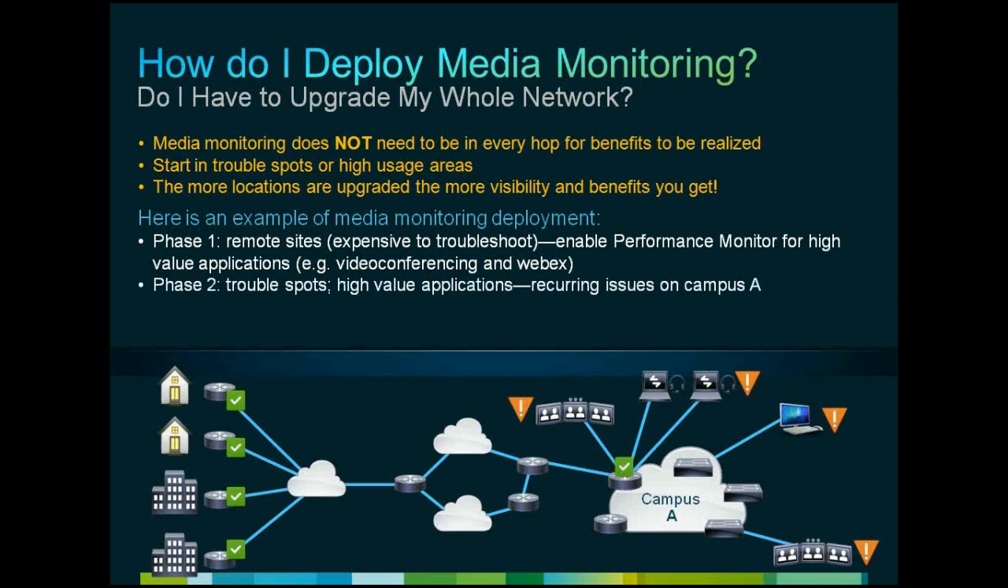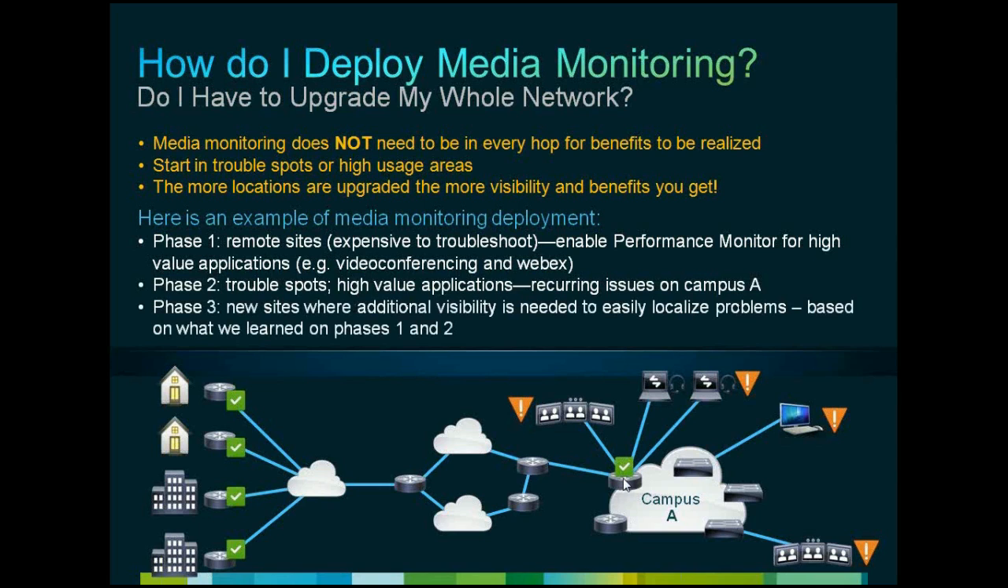So I hear all the time there's a problem on campus A. Let's see what's happening there, right? So basically, you can, for example, enable media performance monitor in this element here, because then you're going to have a clear understanding, okay, let's see what's happening. Why are we having problems with campus A? And of course, the more you learn, then you can add additional sites, right?